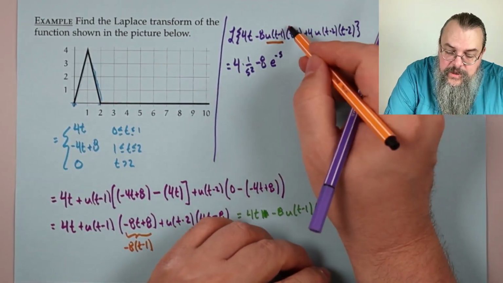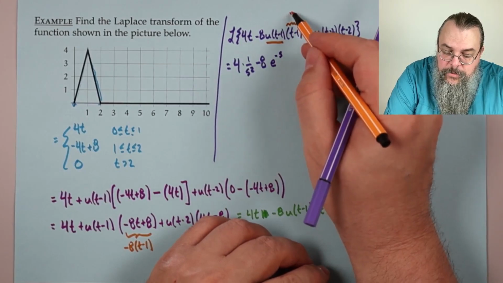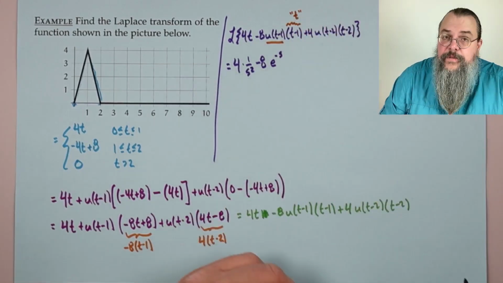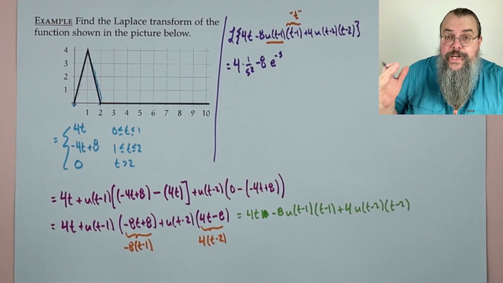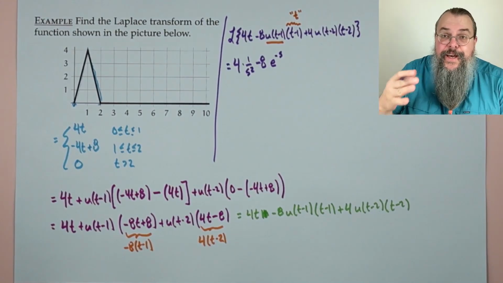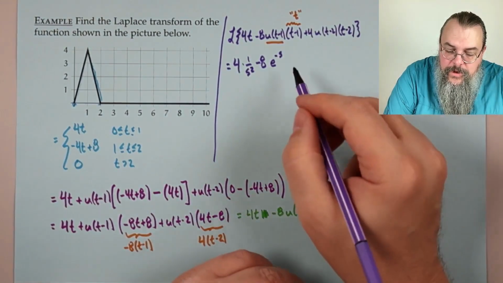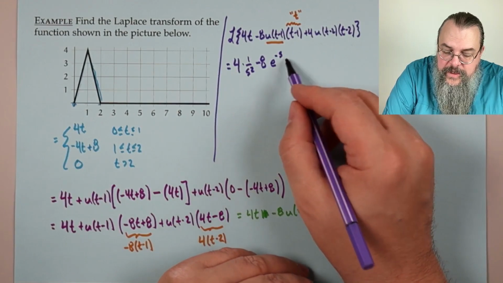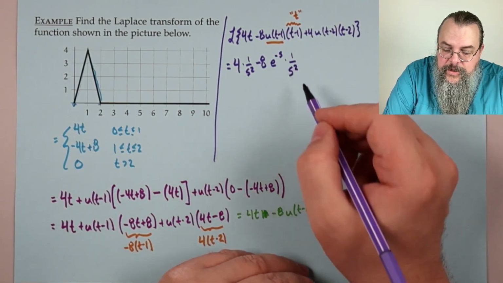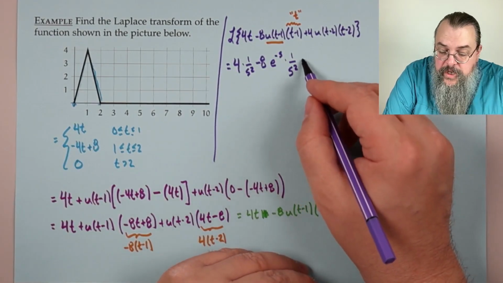And then this part right here, we think of it as if it's just t. We rewrite it as t instead of t minus a. And we say, well, what's the transform of that? And that's 1 over s squared. Oh, that's not so bad.